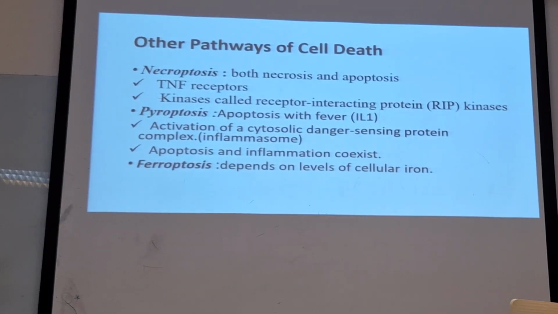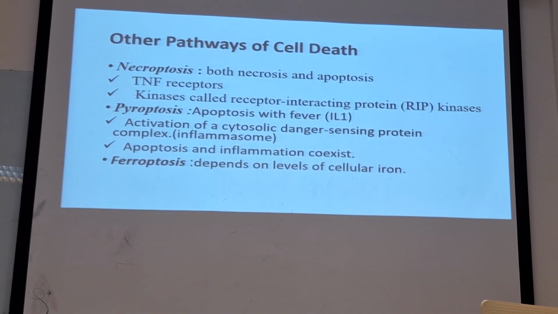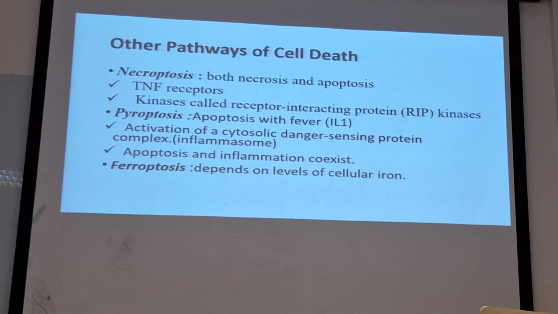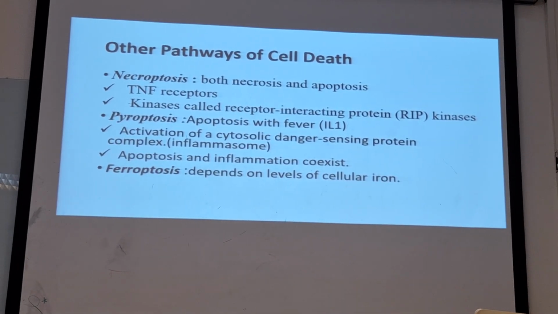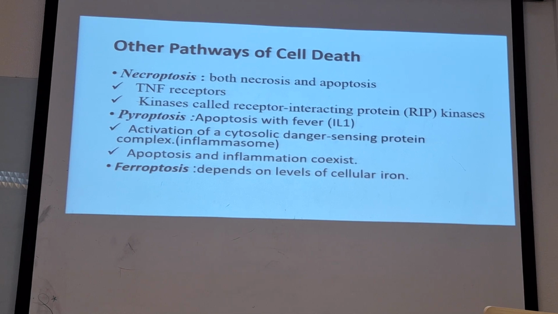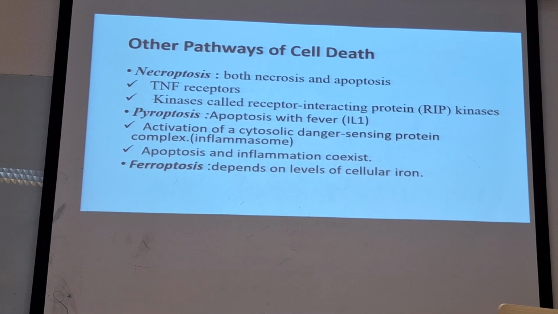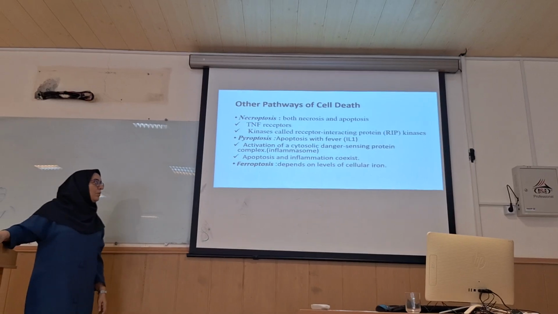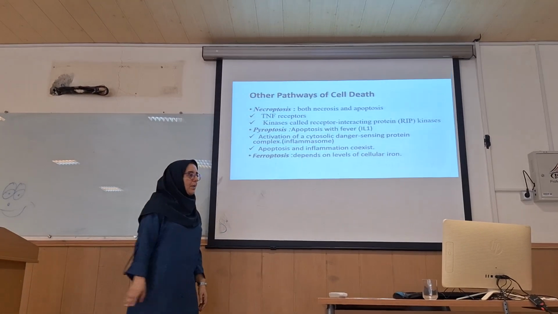Apoptosis and inflammation coexist. Inflammation is not a characteristic pattern of apoptosis, but in some situations, cell death is apoptosis but inflammation coexists. It's called pyroptosis. And pyroptosis is dependent on the level of cellular iron.